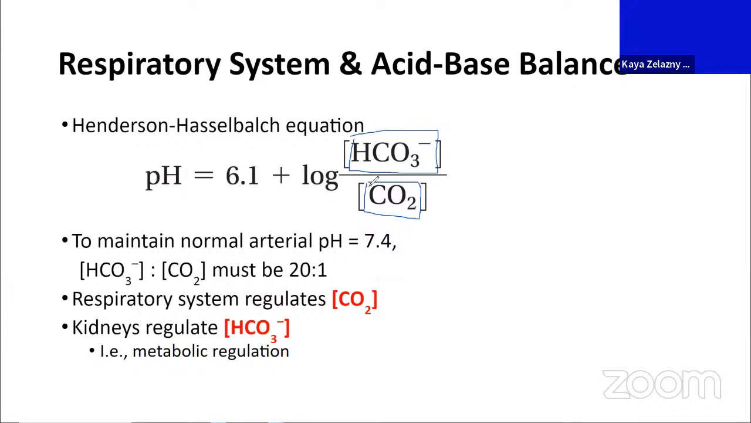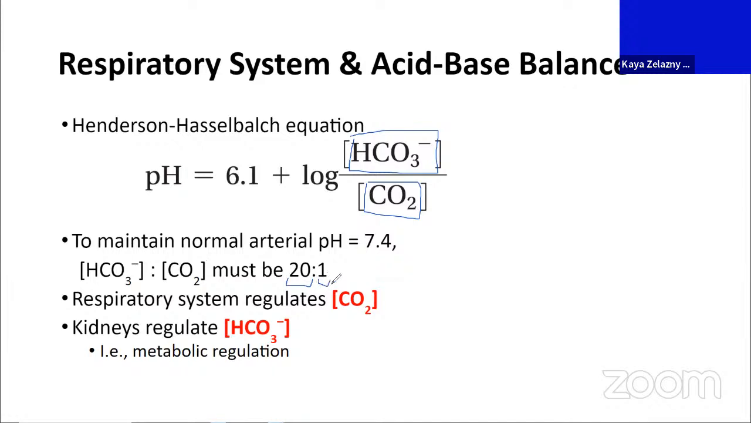Okay. These are the two things that we're going to be tracking as we go through our renal effects on pH, as well as our respiratory effects on pH. So we're thinking about bicarbonate ions, and we're thinking about carbon dioxide. So we've made ourselves an equation that gives you pH relating to those two things. Okay. So we want this 20 to 1 ratio. 20 bicarbonate ions to one carbonic acid, and as a result, to one carbon dioxide, right? So that's what we like.